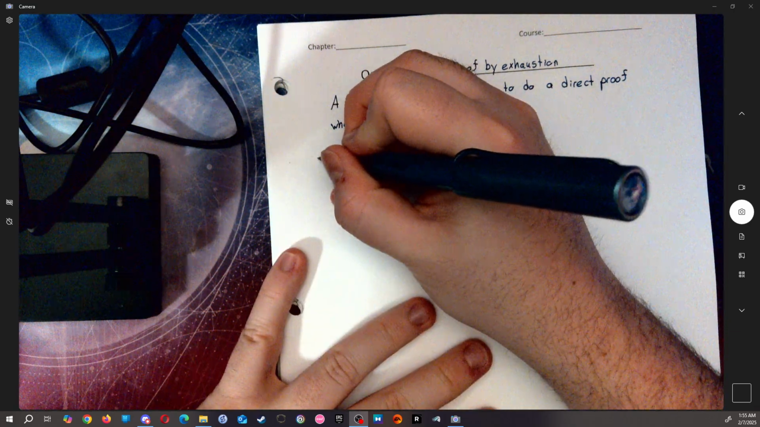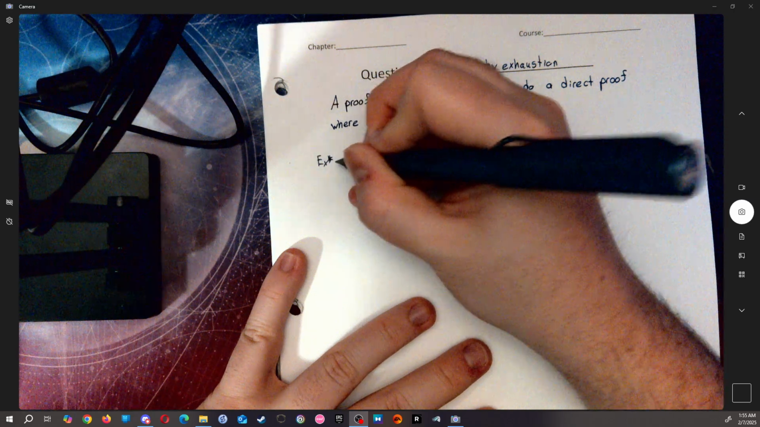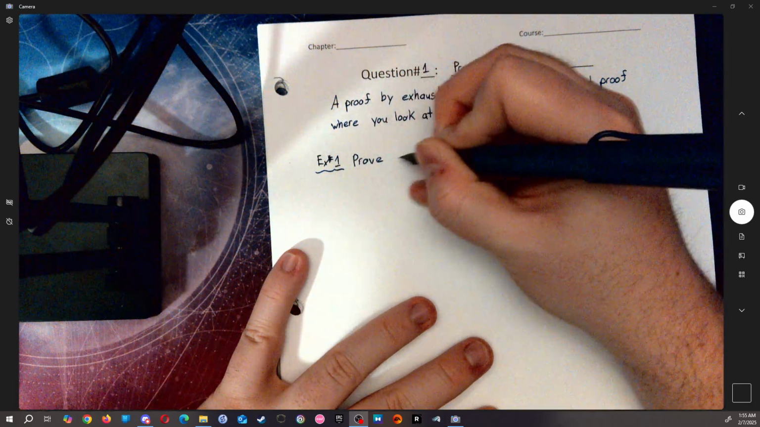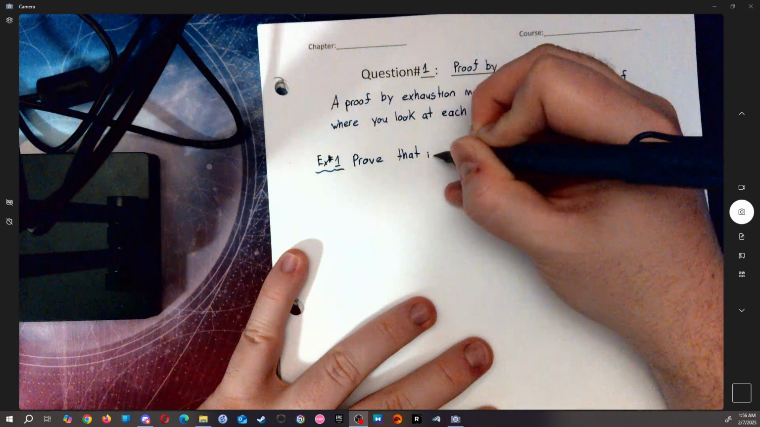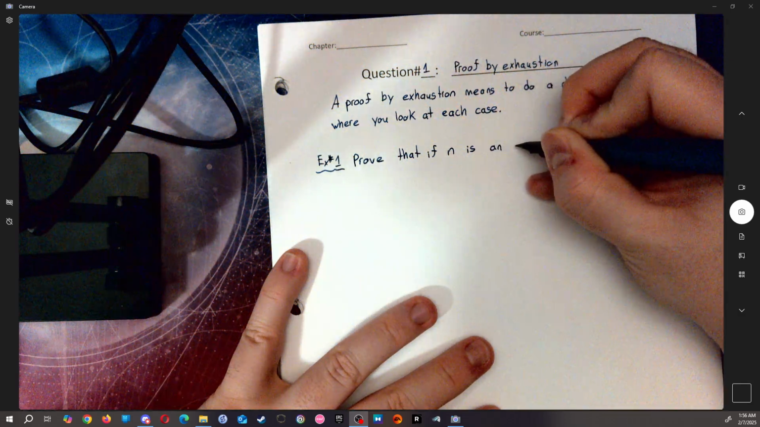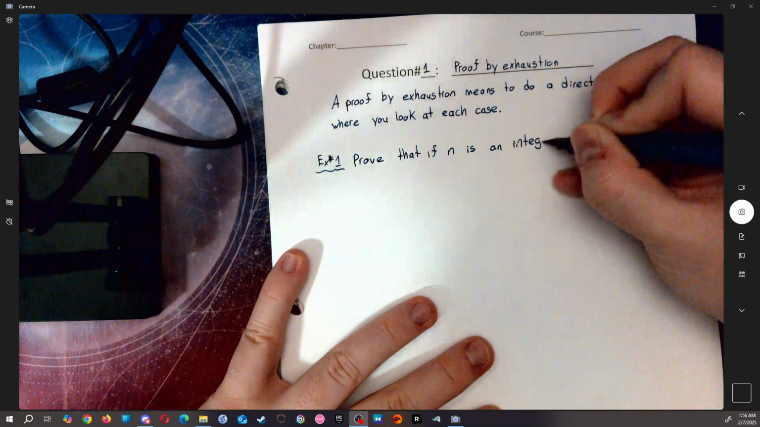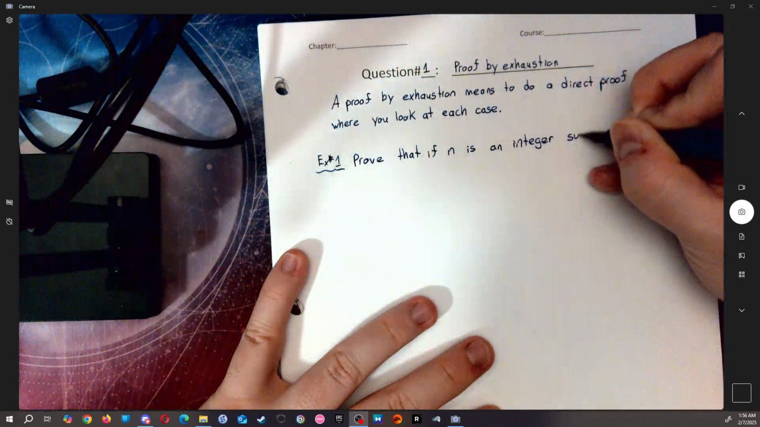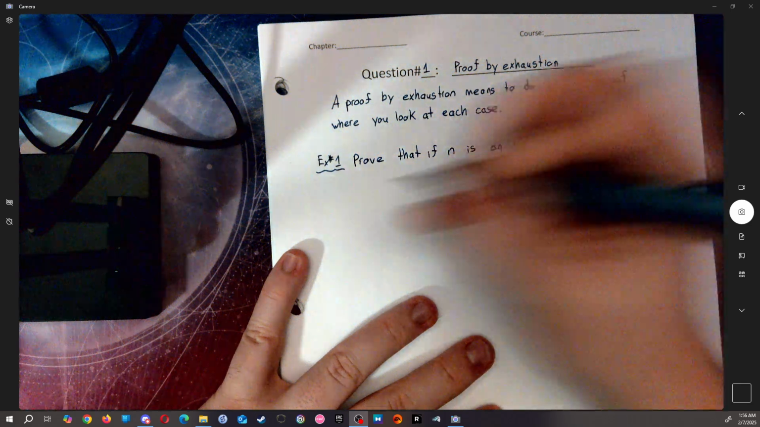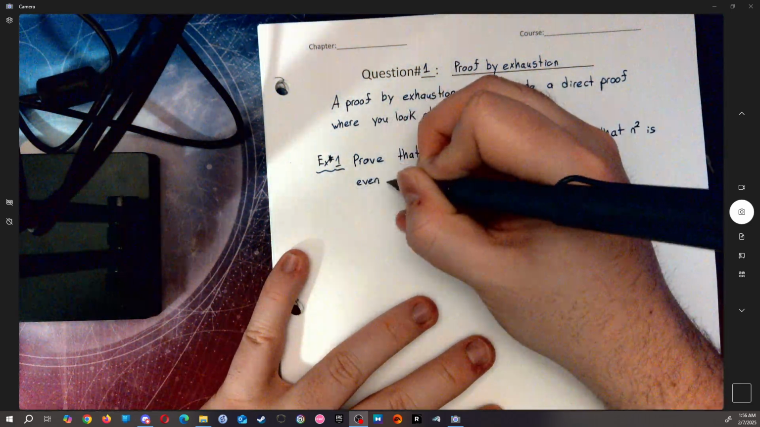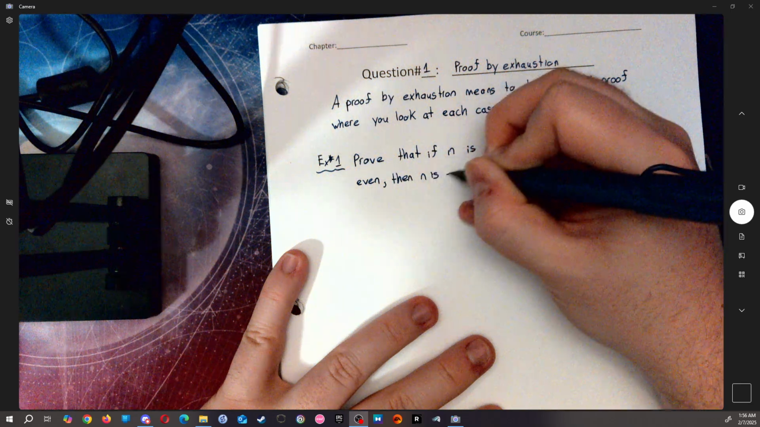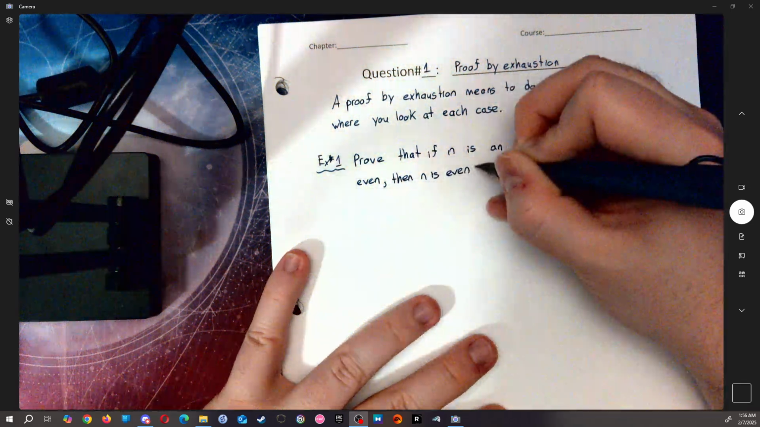So an example that can be completed by exhaustion would be something like this, where it's asking you to prove that if n is an integer such that n squared is even, then that would mean that n is even. And then, of course, we're going to prove it by exhaustion.